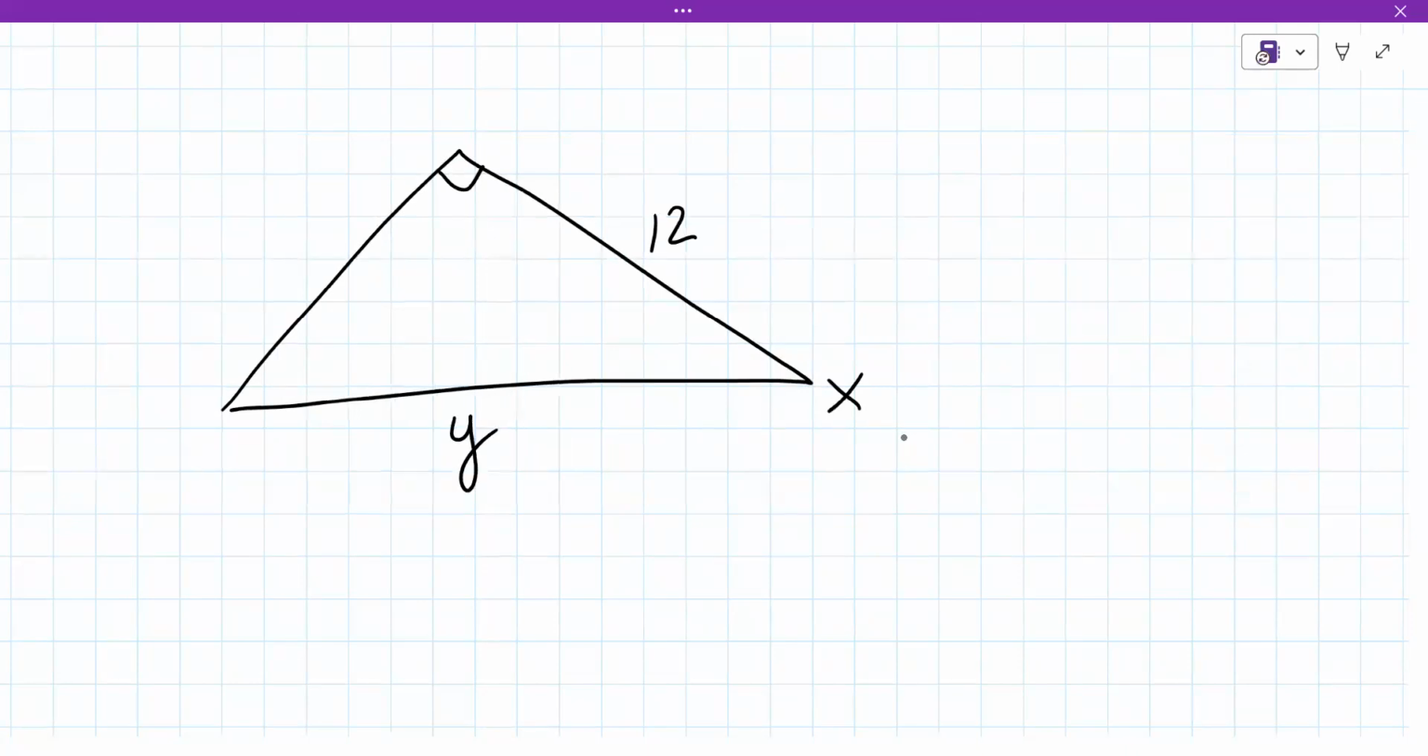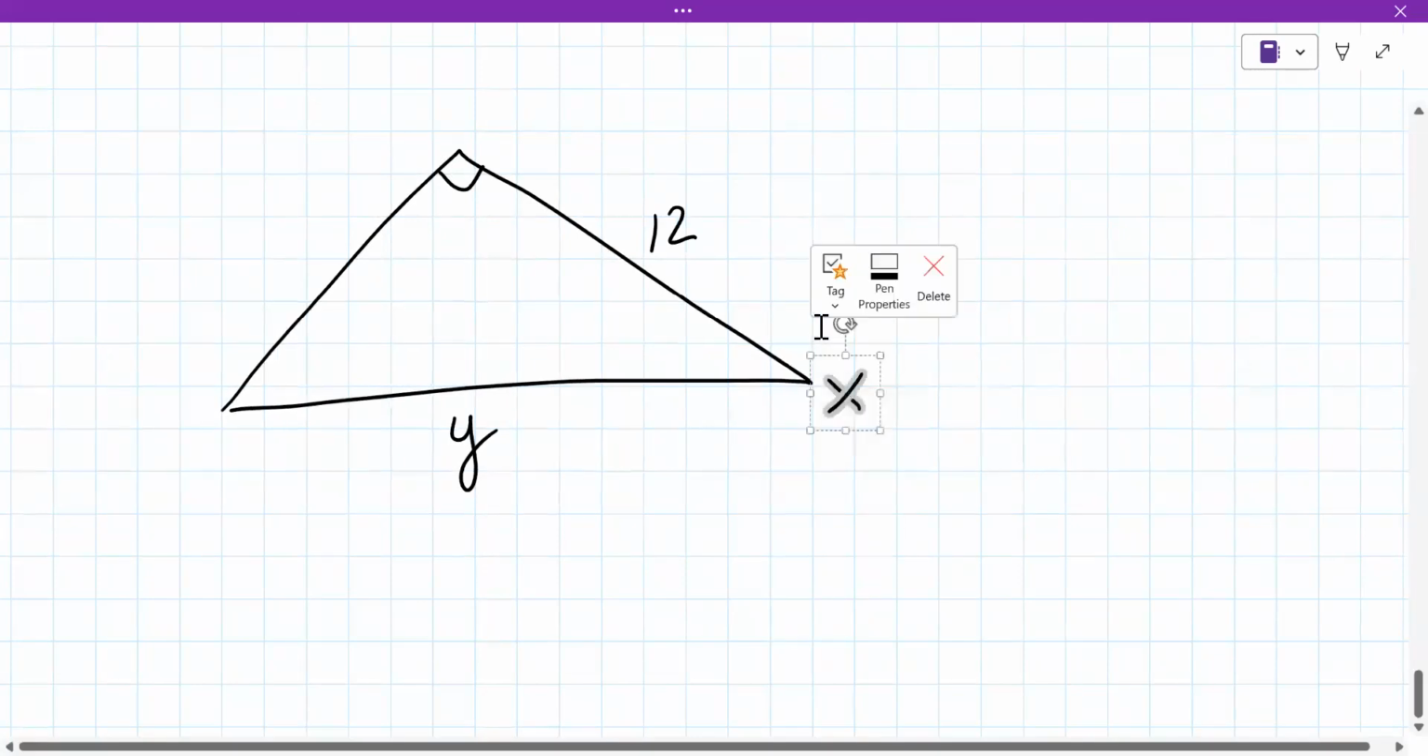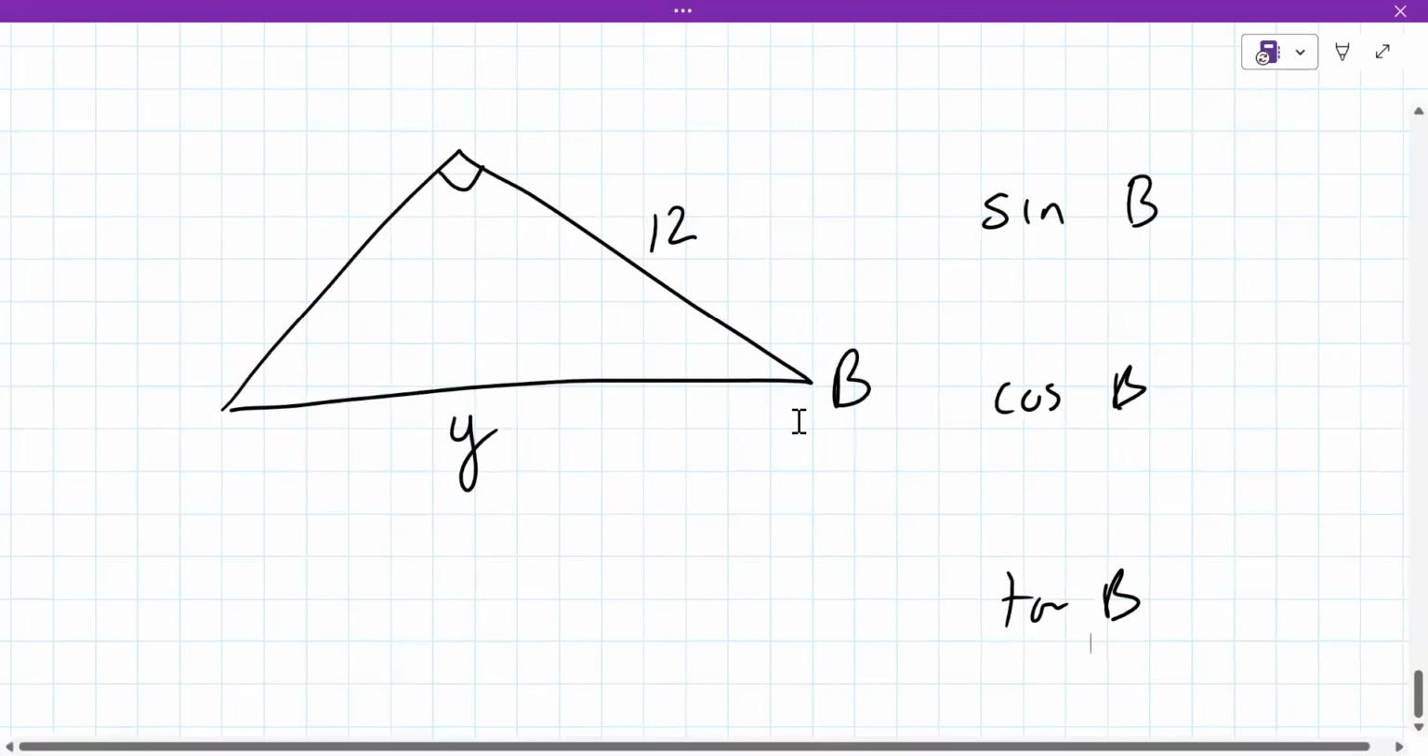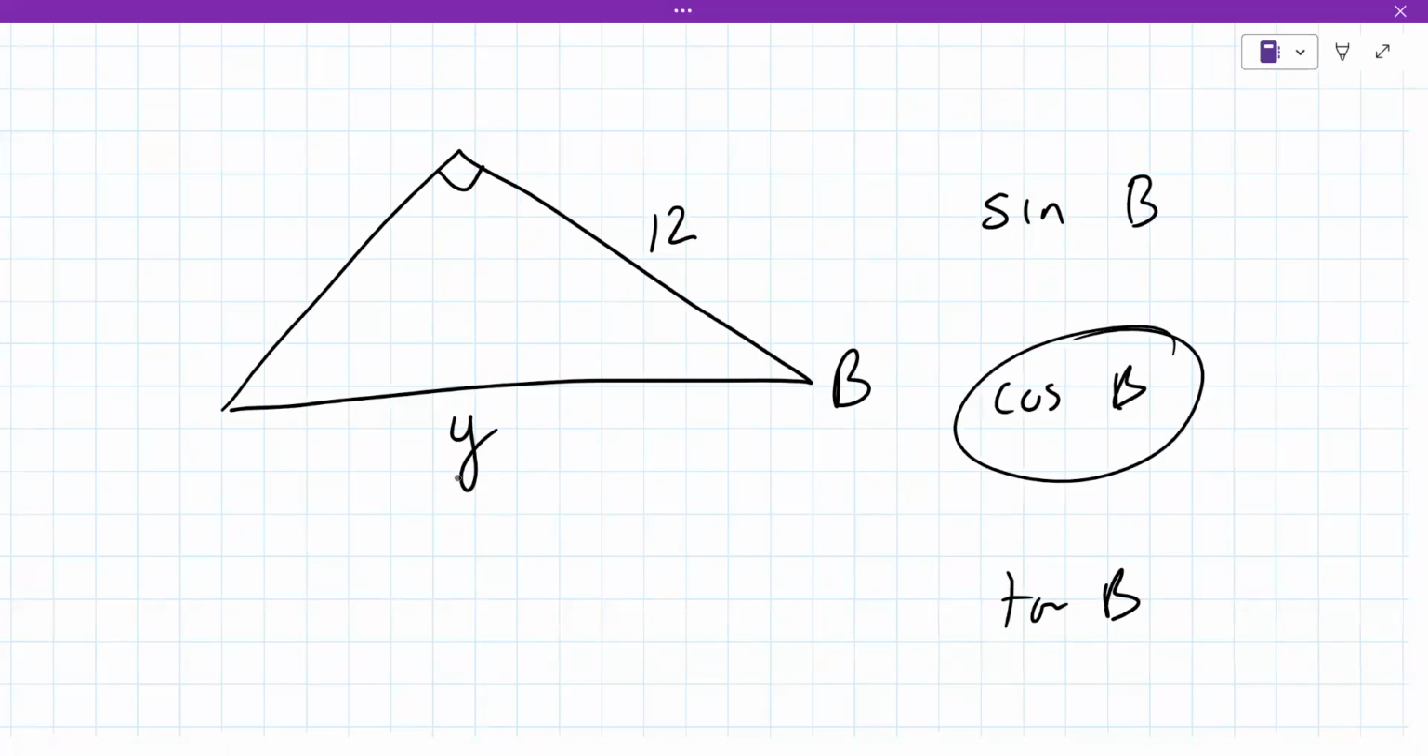There's another one for you to look at. I want you to find Y. Is it the sine of B, the cosine of B, or the tangent of B to find Y? Again, what are you given relative to B? What's the 12 and what's the Y? I think it's cosine. It is cosine. Good. Okay, so I think you got that down.